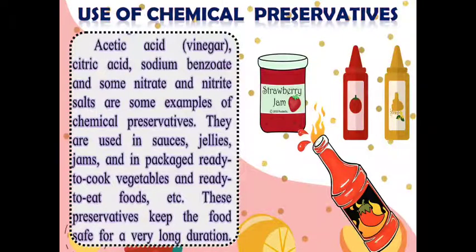Use of chemical preservatives. Acetic acid, citric acid, sodium benzoate, and some nitrite and nitrate salts are some examples of chemical preservatives. They are used in sauces, jellies, jams, and in packed food like ready to cook vegetables and ready to eat foods, etc. These preservatives keep the food safe for a very long duration.